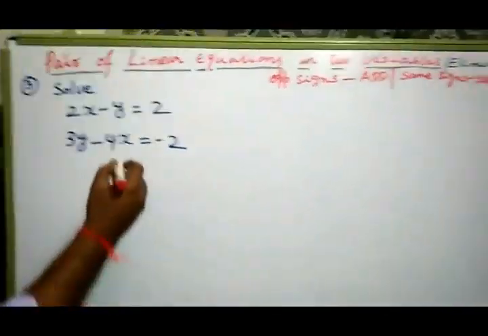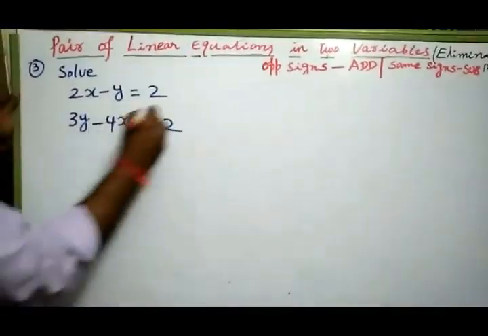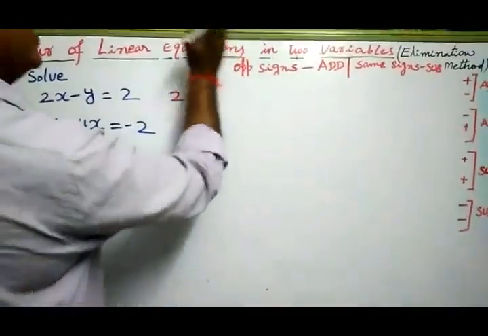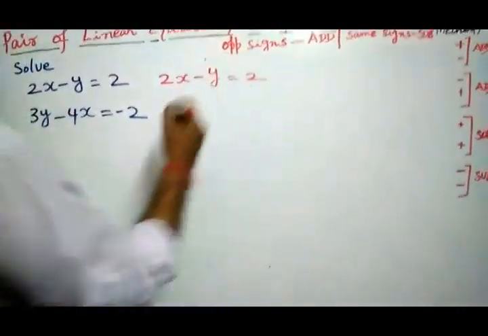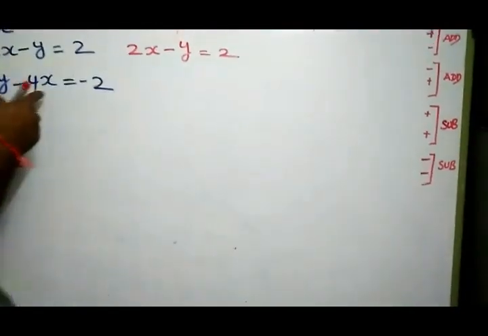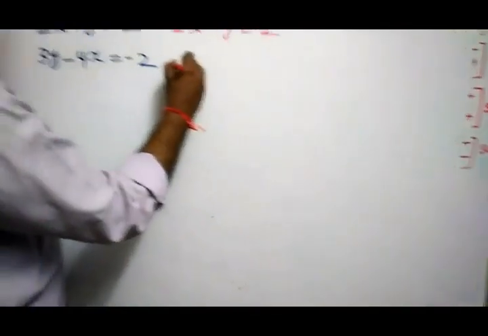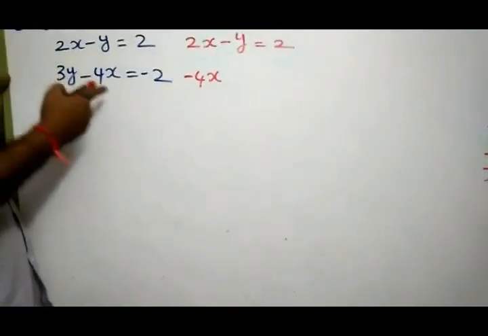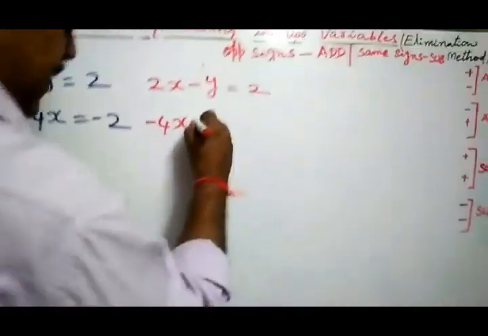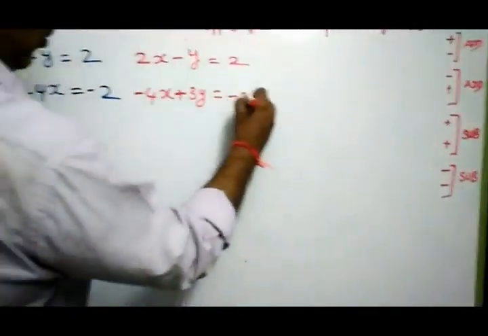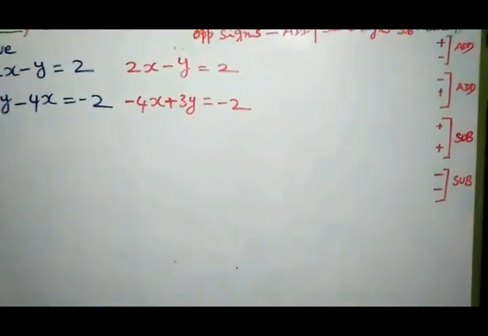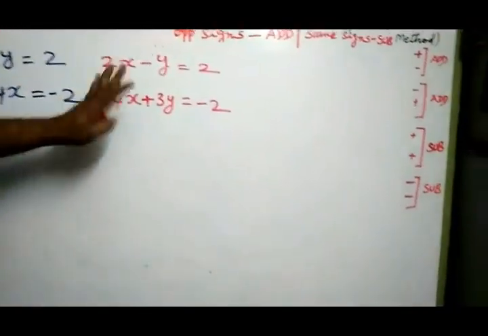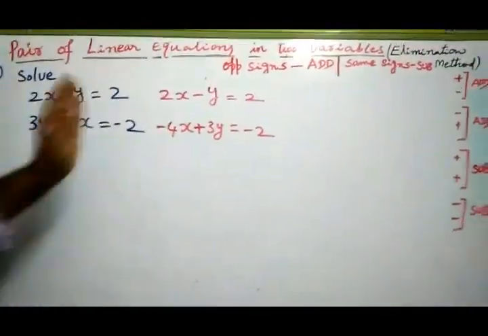Don't get confused. Here the first equation is 2x minus y, not 3y, just y, is equal to 2, and the second is 3y minus 4x, which I am writing as minus 4x plus 3y is equal to minus 2. Actually, these two are the original form: 2x minus y is equal to 2 and 3y minus 4x is equal to minus 2. Carefully listen. Now you can do this sum.